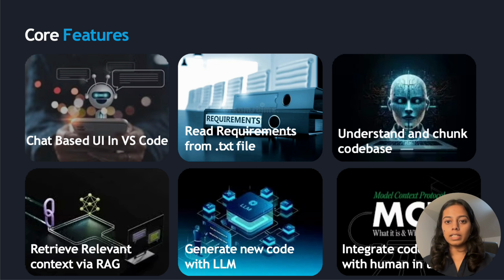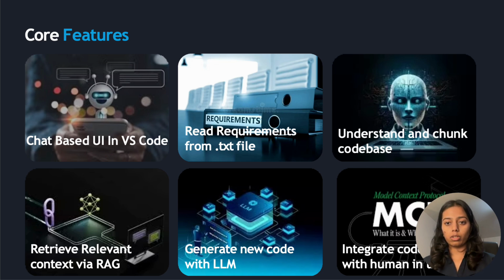Next, we use tools like TreeSitter to understand and chunk the code base into manageable pieces. This helps us work with large projects efficiently. Then, using retrieval augmented generation or RAG, we identify and extract the most relevant part of the code base based on the input requirement. This ensures that the generated code is not only correct but also deeply context aware.